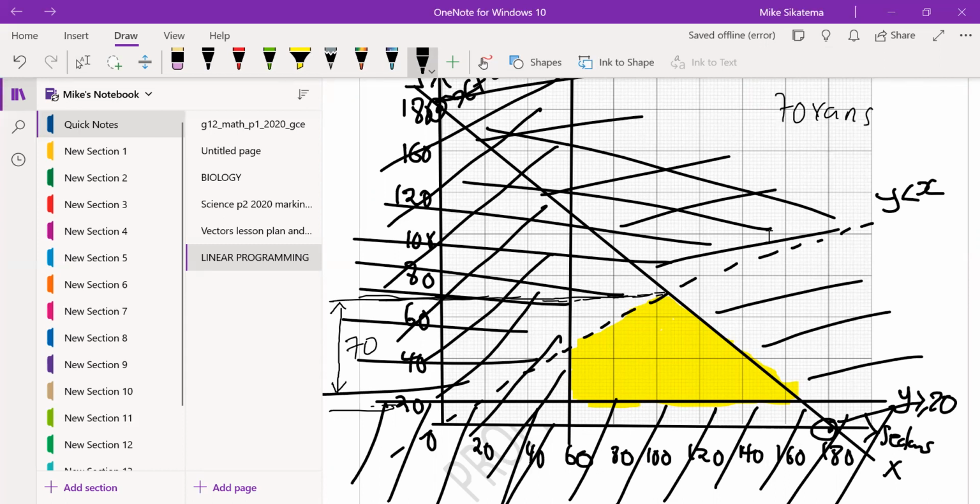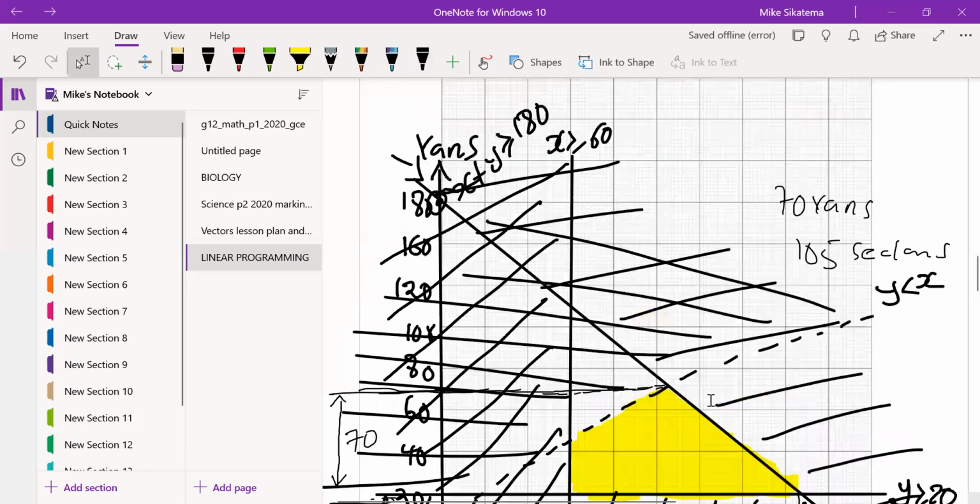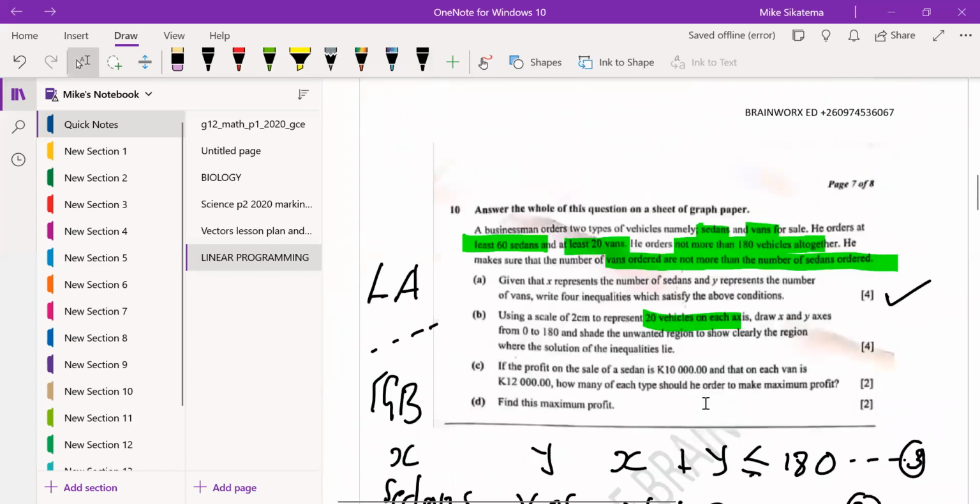Then here, this is the highest point. It looks like it's somewhere at 165. And there's this inequality there, which is 60. So we have to look at this region between 165 and 60, say 165 minus 60, which is 105 sedans. That makes sense because if we add 70, it's 175, because we said you shouldn't have more than 180 cars. So the maximum number of vans that you should get is 70.